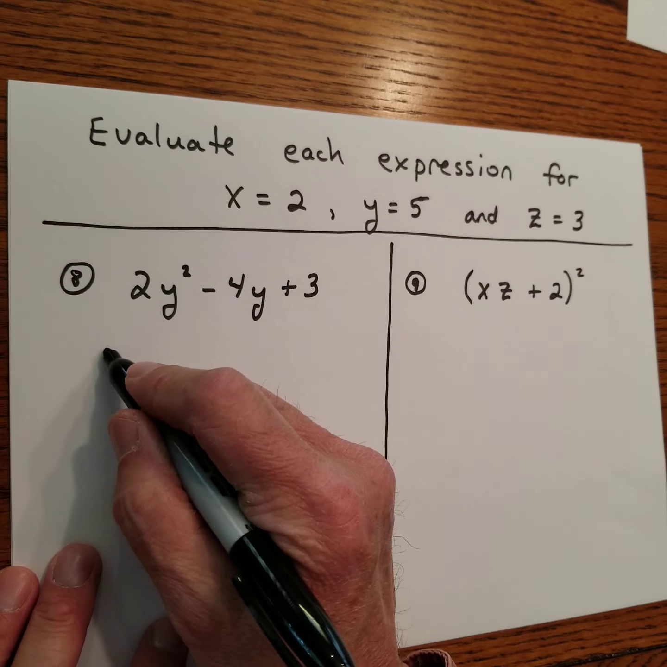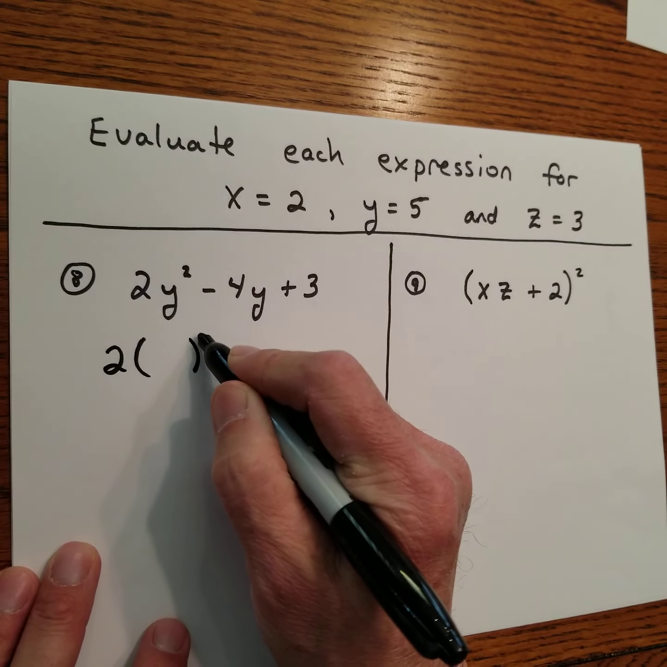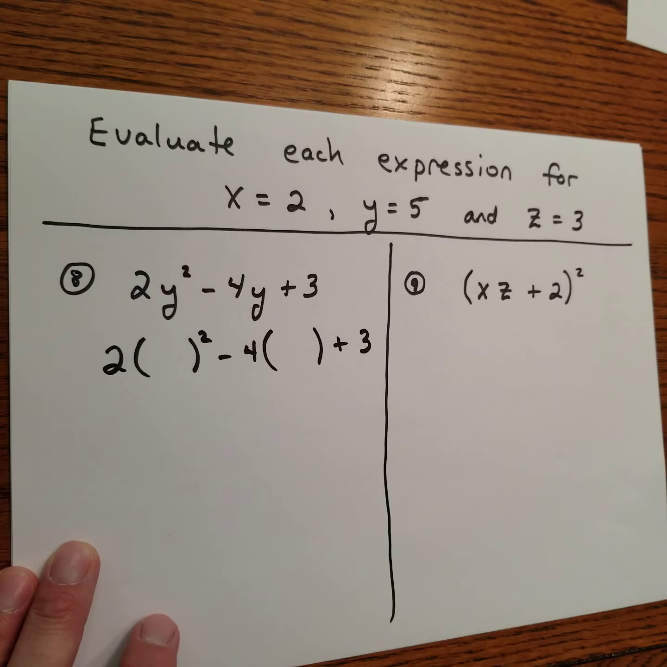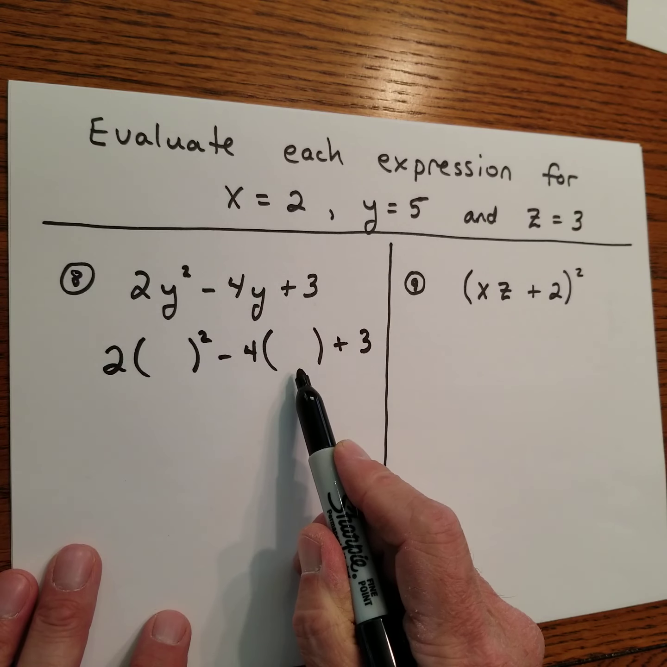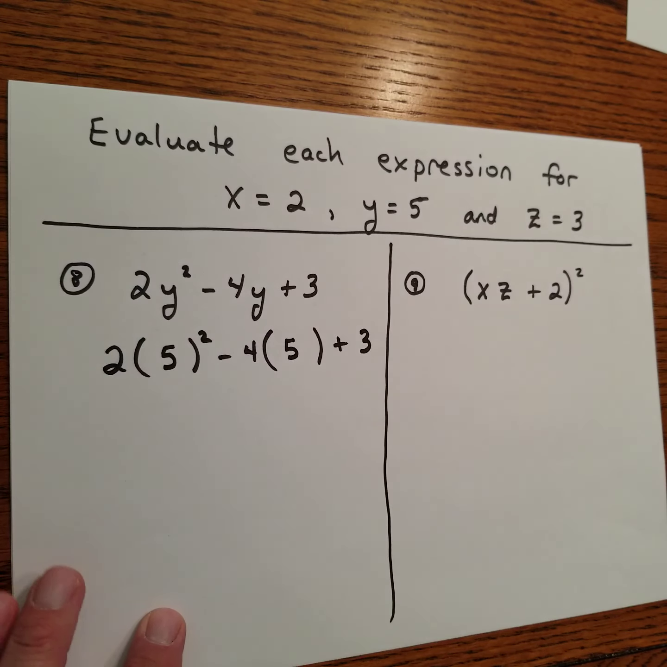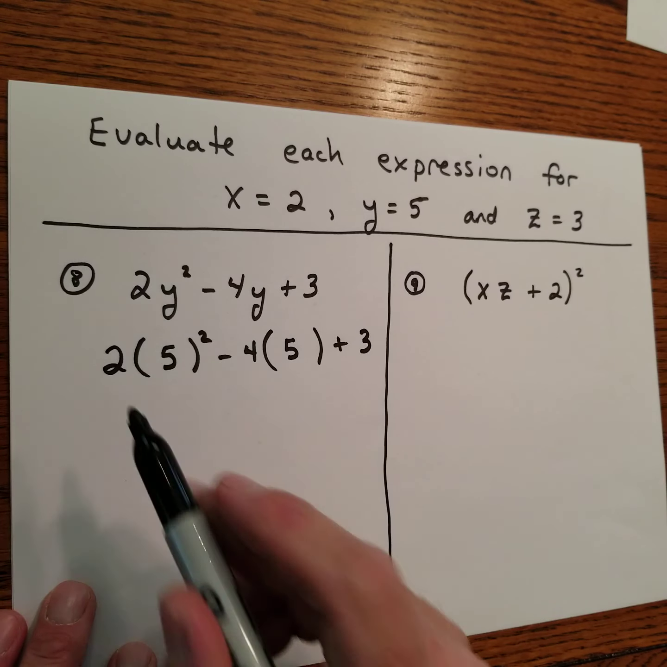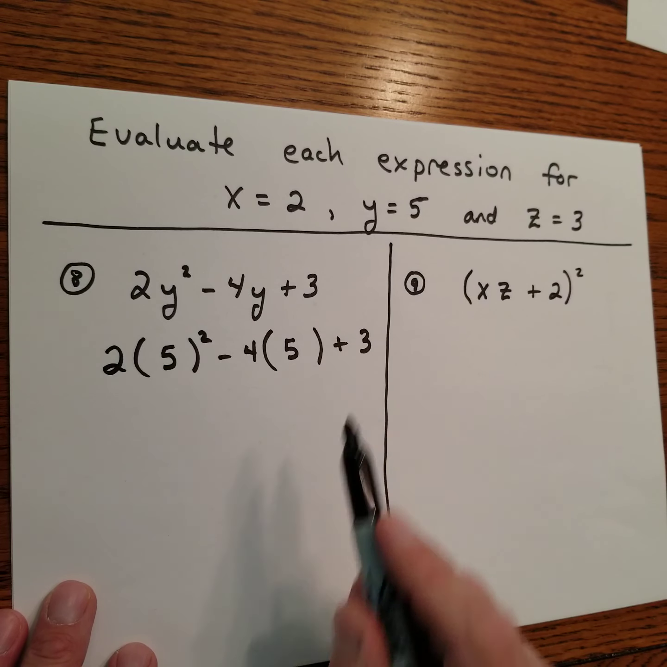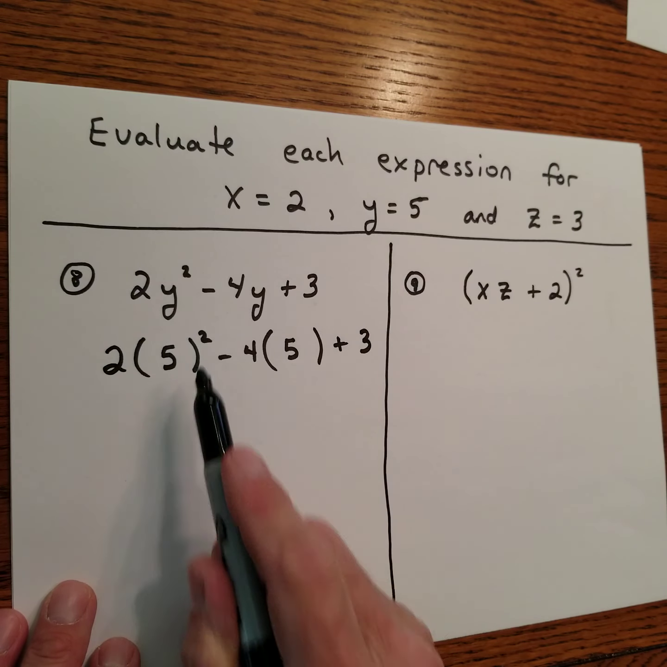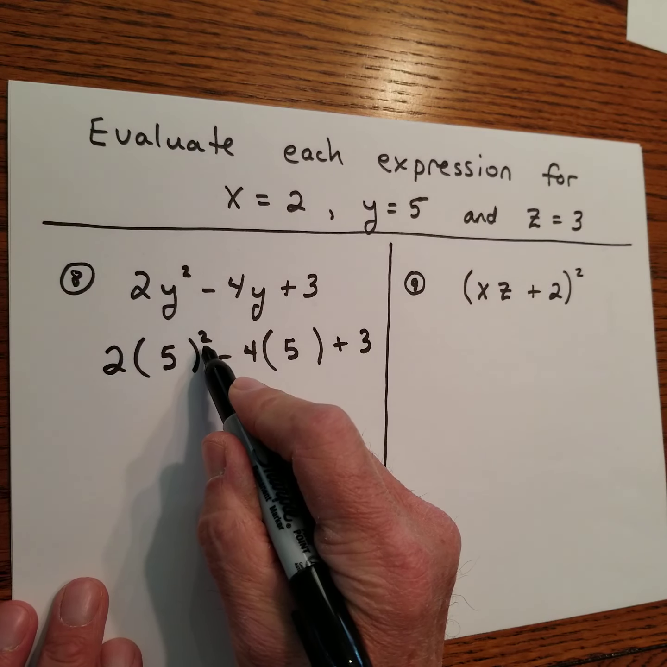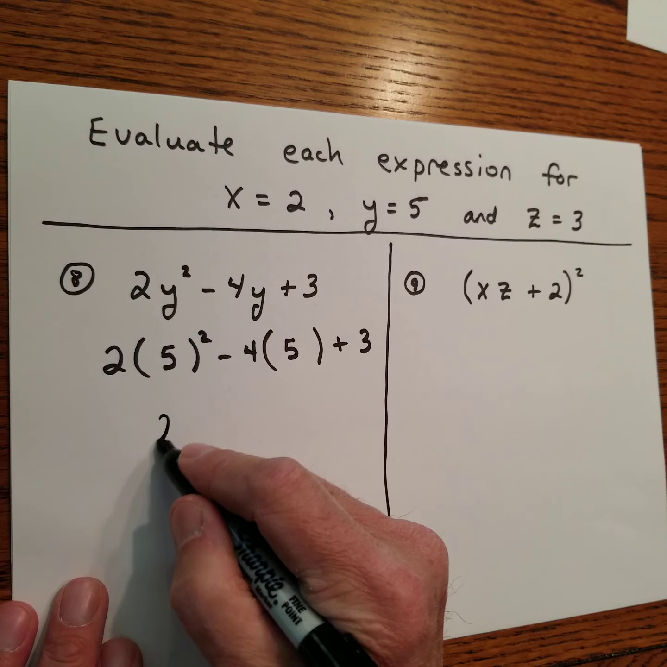For number 8, 2y squared minus 4y plus 3. Everywhere there's a y, a set of parentheses, and the y's all become 5's. Now there's a lot going on. Multiply, exponent, subtract, multiply, add. I know exponents happen before multiply, subtract, or add. Let's do the exponent first. 5 to the 2nd power. 5 times 5 is 25.